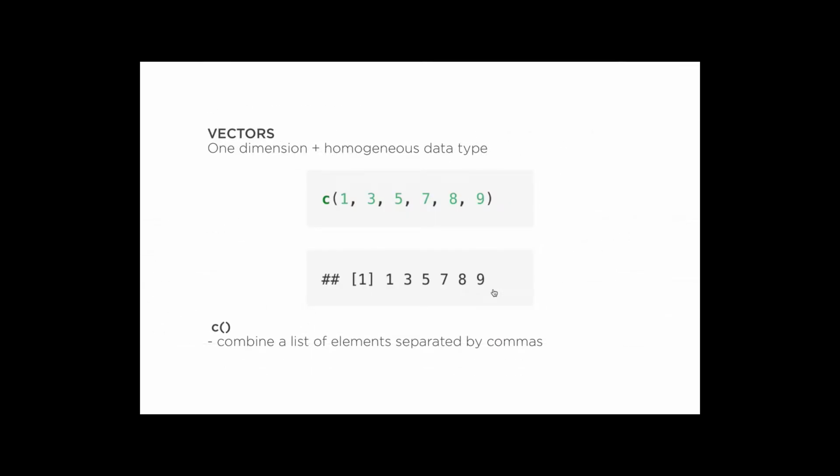Let's start with a simple, one-dimensional, homogeneous data type: vectors. To build a vector, you would use the c function, which is a combination of elements separated by commas. It can be numeric, it can be characters, but remember the data type has to be homogeneous.